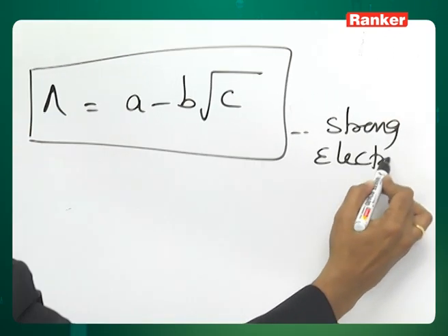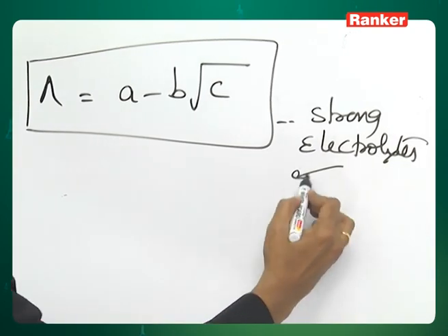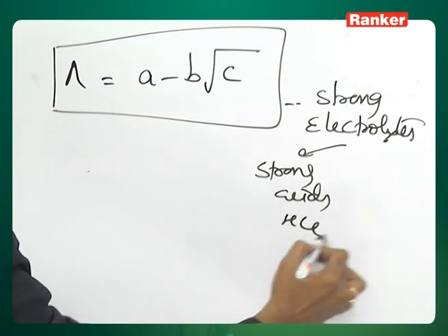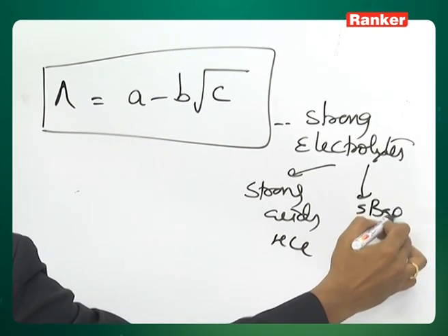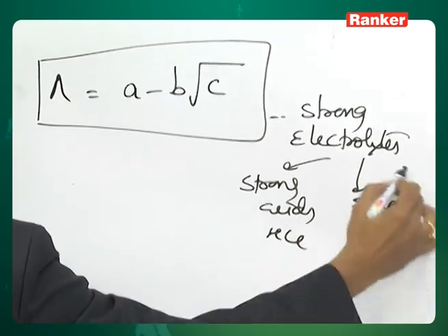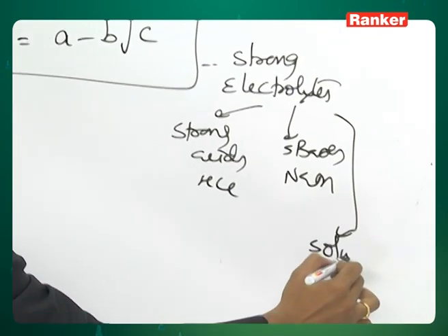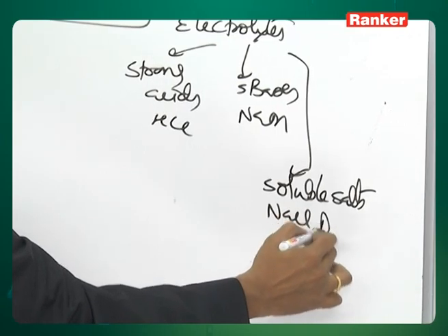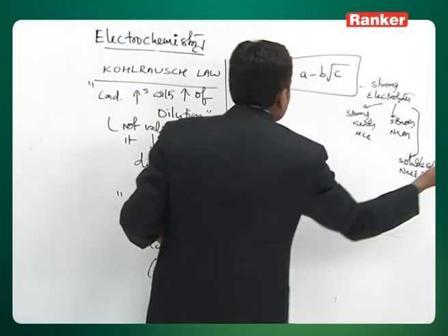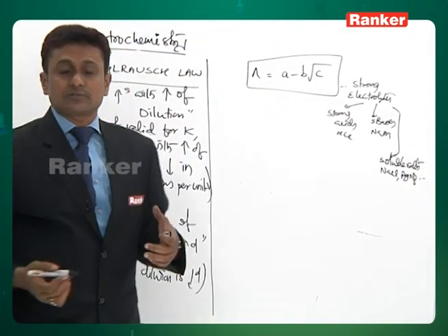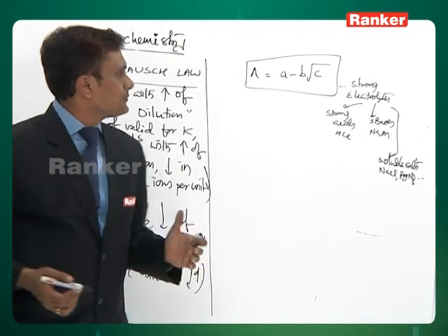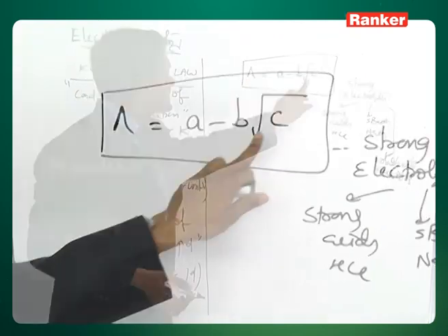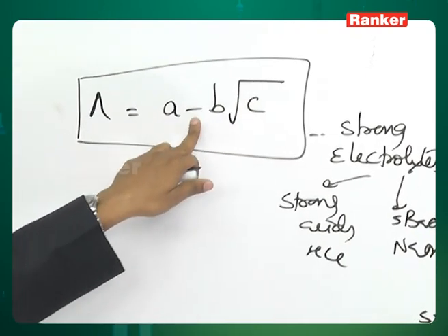What do I mean by strong electrolytes here? I am talking about strong acids like HCl, strong bases like NaOH, and water soluble salts like NaCl, AgNO3, etc. When I am talking about the strong electrolytes, which conduct vigorously, this relationship is valid, which clearly depicts that lambda is going to decrease if you increase the concentration, because there is a negative term.